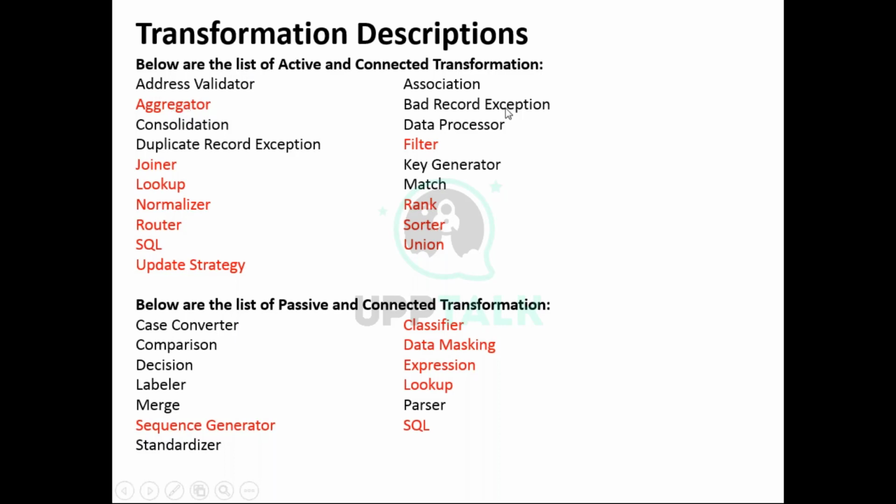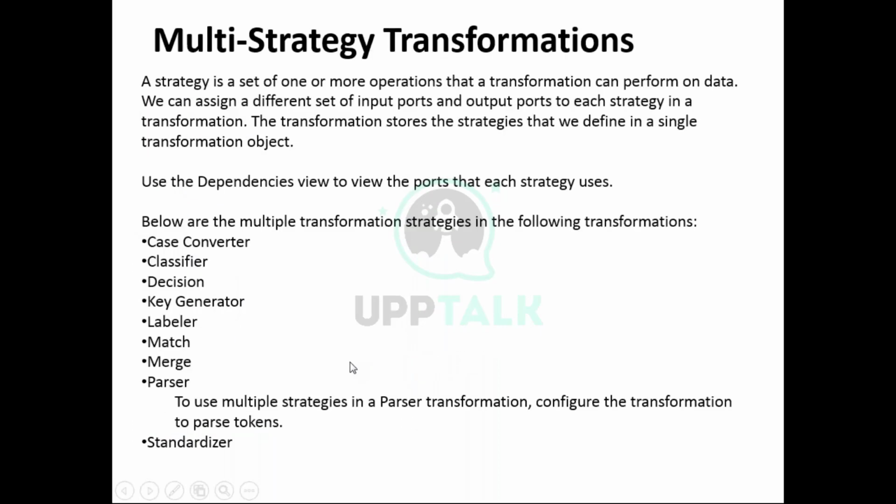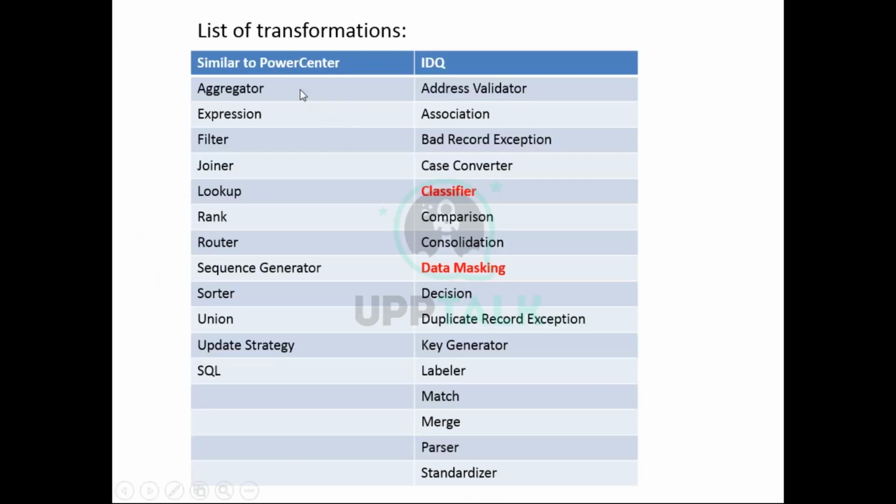Here are the active transformations. These are passive transformations. This is the complete list of transformations which I have in IDQ. The left side components are from the Power Center components. Whatever you can do in the Power Center, you can do in the IDQ also. And these are the components we have in the Power Center IDQ.